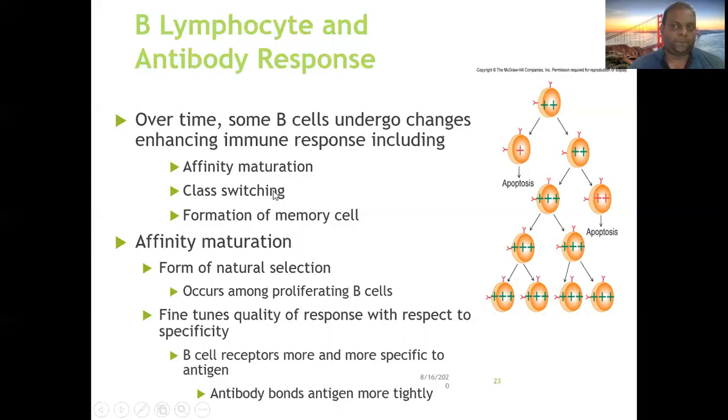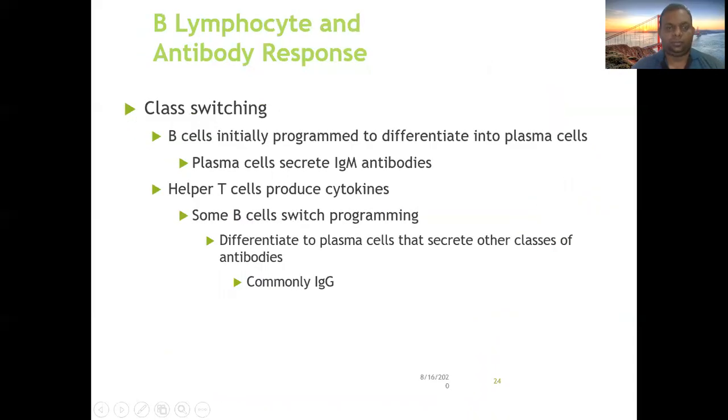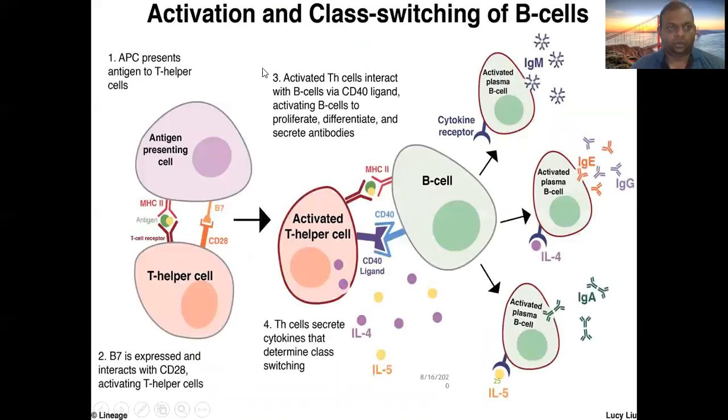Class switching. So there is production of IgM, which later switches, with the presence of interleukin 4 and 5, to produce IgG, and formation of memory cells. That's another advantage. So that is class switching, as I said. This is the overall picture that I mentioned earlier.